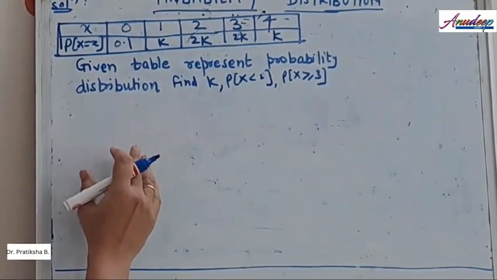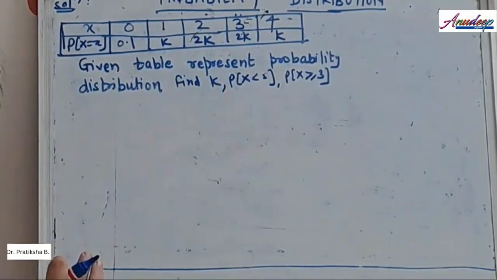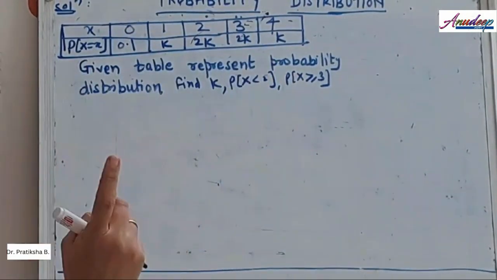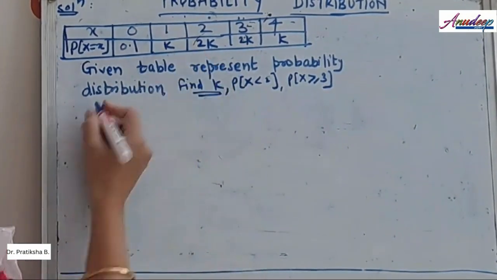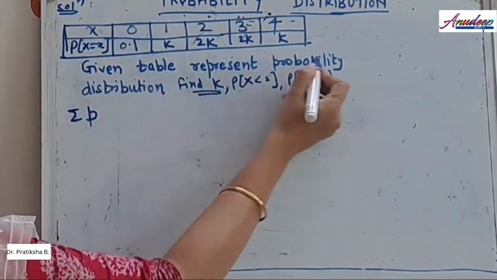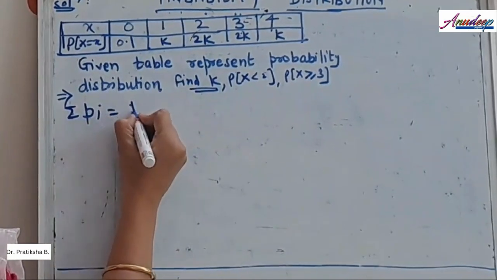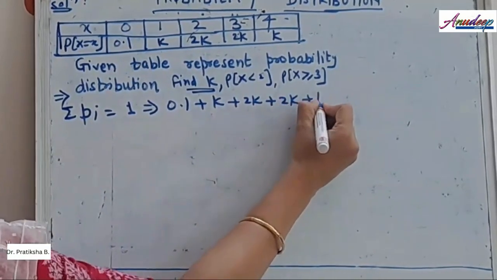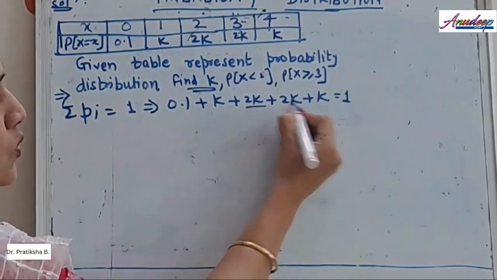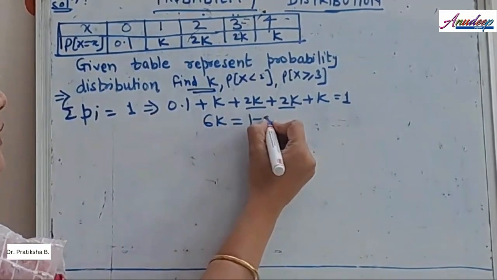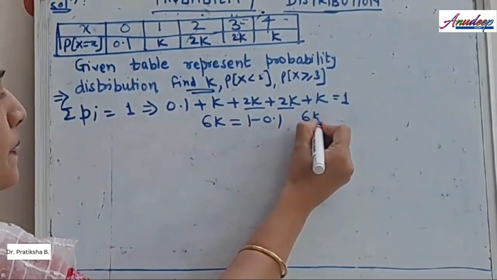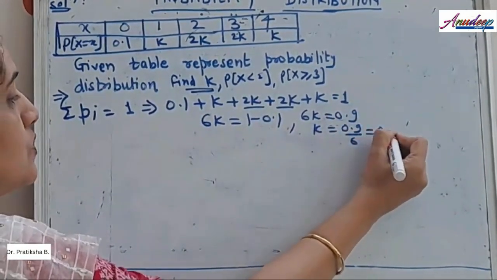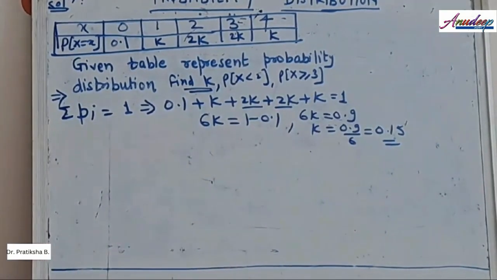In this problem, you have been given a table which is a probability distribution table. It represents a probability distribution, so the sum of all probabilities should add up to 1. For finding the value of k, we can add all probabilities, saying that as it is given, the table represents a probability distribution. This implies the summation of all pi's should add up to 1. So 0.1 plus k plus 2k plus 2k plus k should be equal to 1. So 2 plus 2, 4, 4 plus 2, 6k is equal to 1 minus 0.1. So 6k will be equal to 0.9. k will be equal to 0.9 upon 6, which is 0.15. That is the value for k.